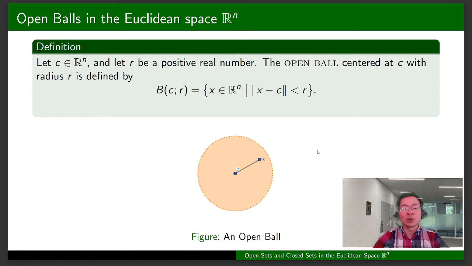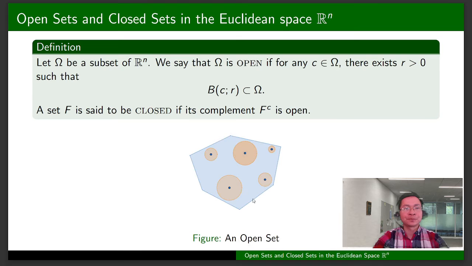Here is an example of an open ball in the Euclidean plane R2. This is the set of all x in R2 such that the Euclidean distance from x to C is strictly less than the radius. Now, I am ready to talk about the definition of an open set and a closed set in the Euclidean space Rn.